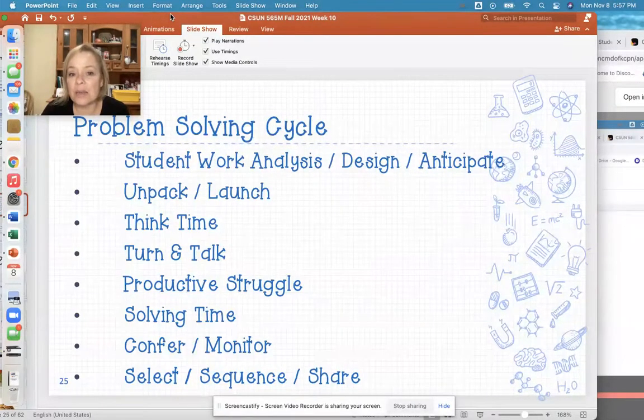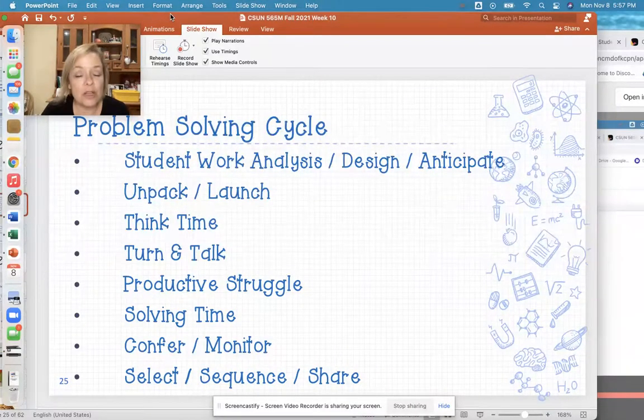You're going to design an unpack or launch that helps students to contextualize the problem and make sense of what's happening. And this might even include an aspect of what is reasonable and what's not reasonable. Embedded in your problem solving period, you will also include think time for students, possible options for turning and talking about strategies, perhaps sharing solutions later in the time.